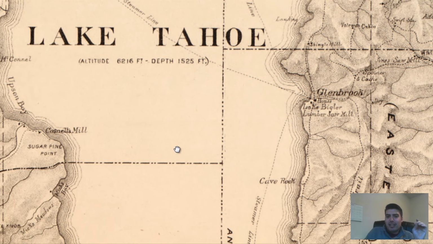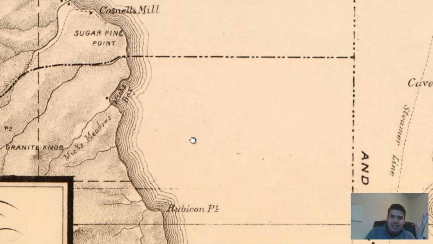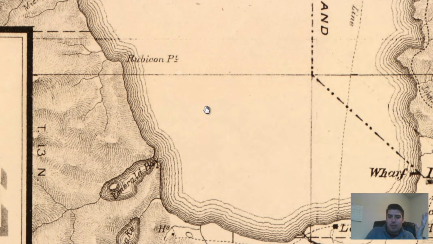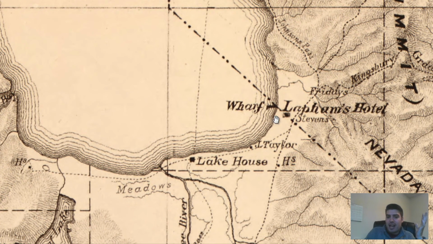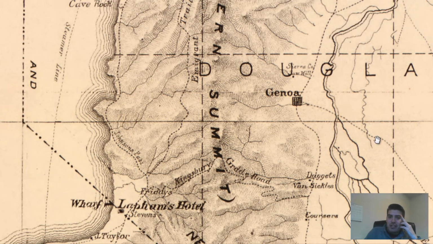But certainly, man, just look how many. This is a great map. I'm blown away by all this. Here's a wharf right here, right by the Nevada and California border. I'm just blown away by how much information is here.